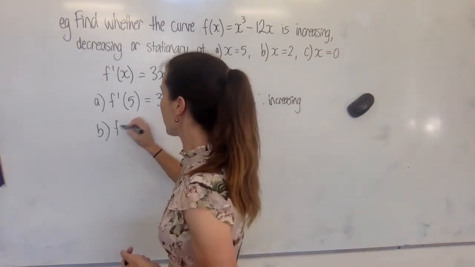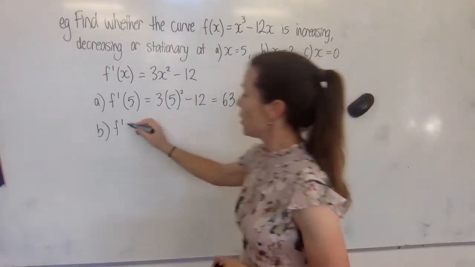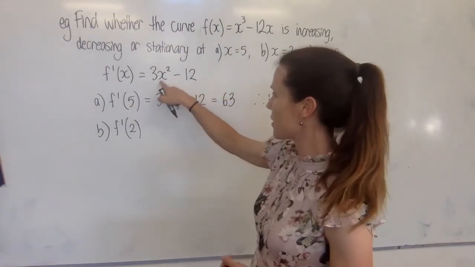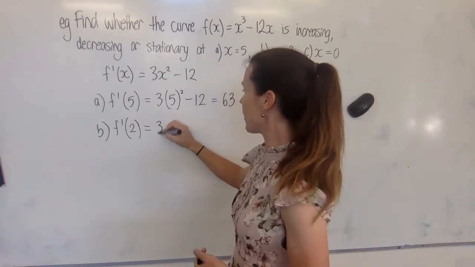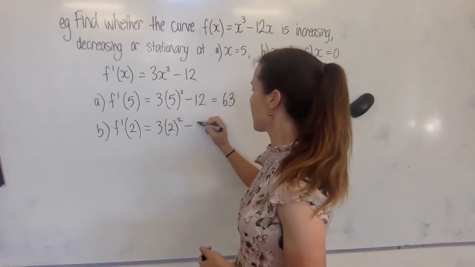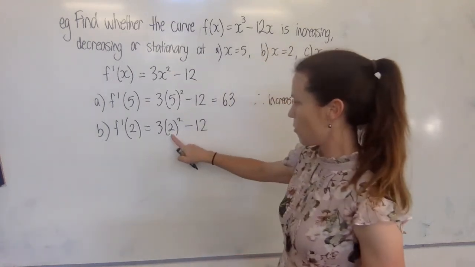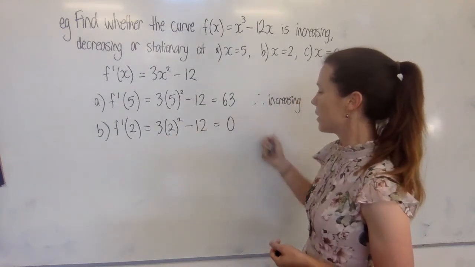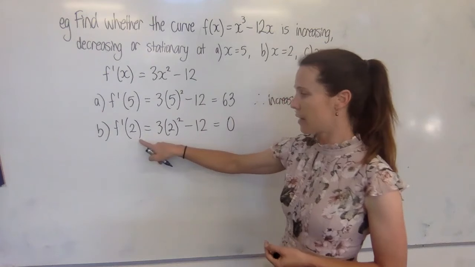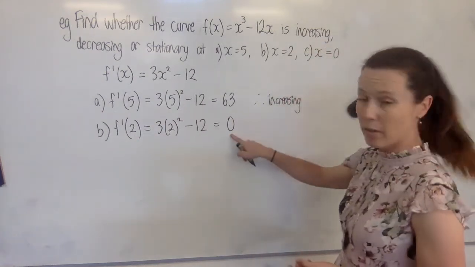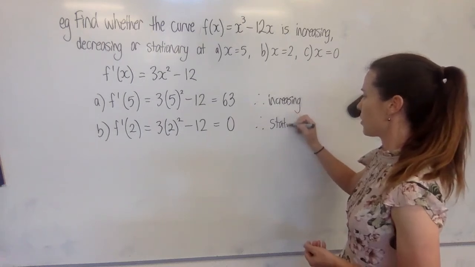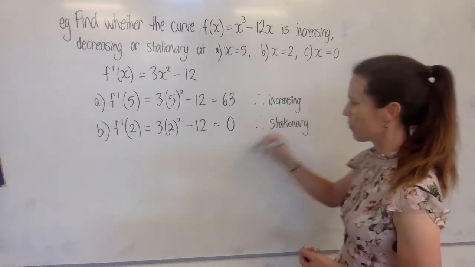For the second one, we want f dash 2. So all the hard work's done above us here. We just need to refer back to this gradient formula and sub in 2 where they have the x there. So we get 2 squared is 4, times 3 is 12, and 12 minus 12 is 0. So if the gradient at x equals 2 is 0, then it's a stationary point. In other words, a flat spot in the curve.